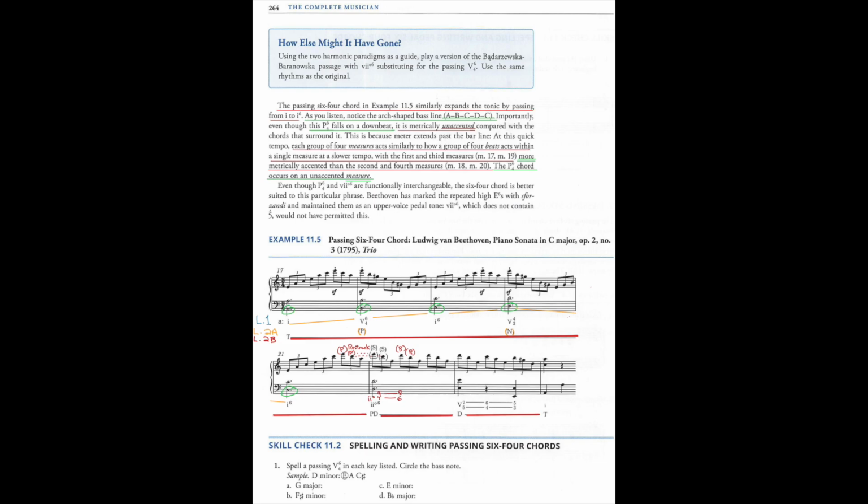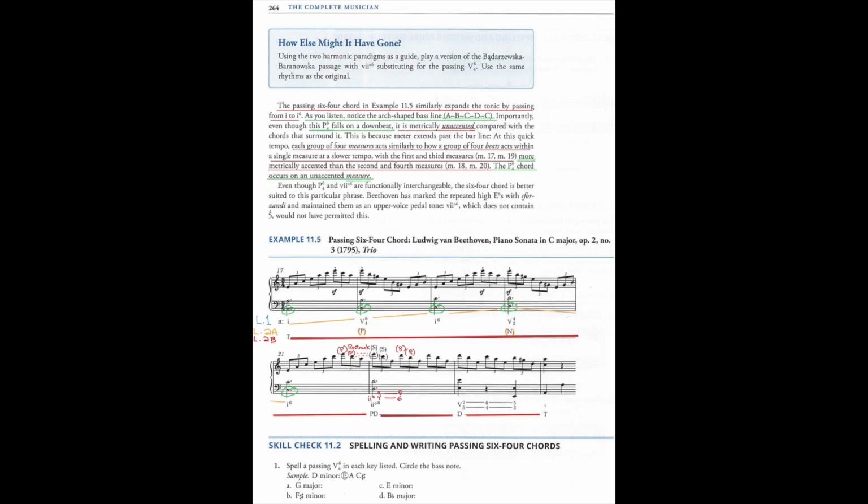So it says, as you listen, notice the arch-shaped bass line. Bar 1 is A in the bass, B in the bass for bar 2, bar 3, C, bar 4, D, and then it turns around to reverse into an arch-like shape right there. Even though it falls on a downbeat, it is metrically unaccented compared with the chords that surround it, and this is because the meter extends past the bar line. So instead of being 4 beats in a bar, the 4 bars you see from 17-18 and 19-20 actually function in the same way to make a group of 4 measures instead of a group of 4 beats within a single measure. So I'm going to play this in slow motion so you hear the effect.